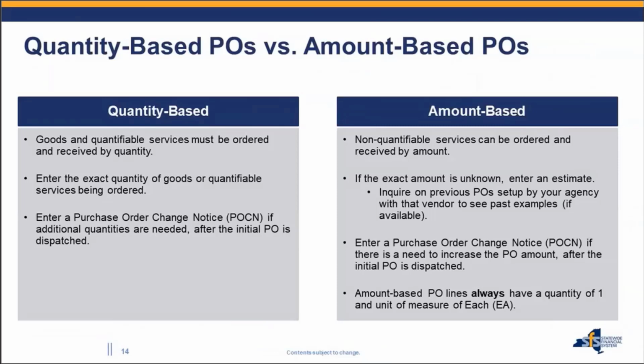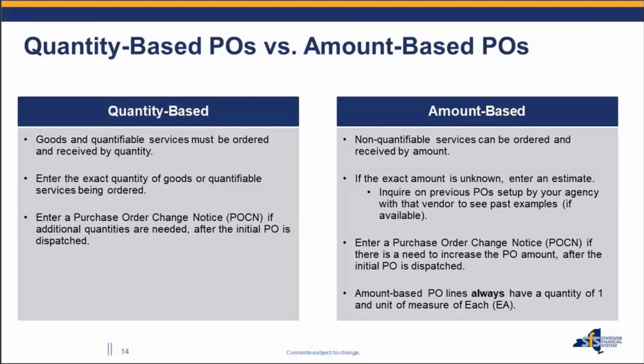Sure. So the best example I can give for using an amount-based purchase order, and probably the most common example that we see, is what's called a blanket order. Those blanket orders can be done as quantity-based orders when you can identify the exact quantity, or there's a set price for the good that you're buying.